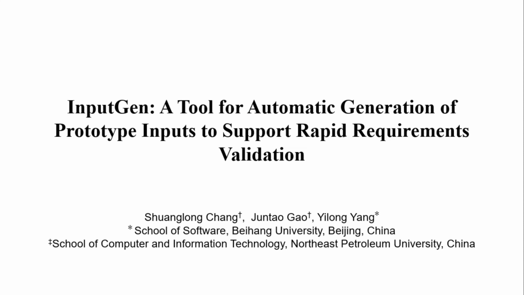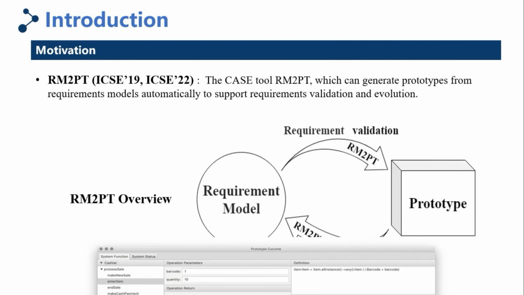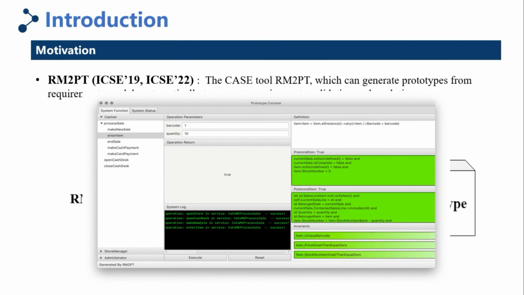InputGen is a tool that automatically generates prototype inputs to support rapid requirements validation. In our previous work, we proposed the case tool RM2PT. Stakeholders can use RM2PT to directly generate prototypes from the requirements model and check the consistency by executing the generated prototype, which can make the requirements validation and evolution more intuitive and convenient.